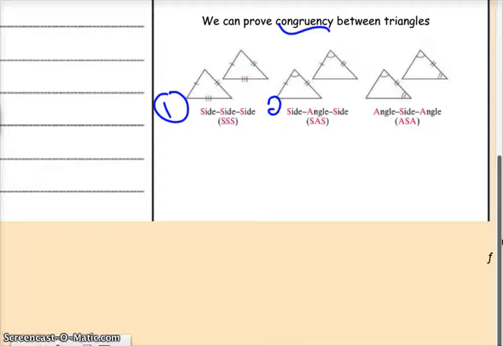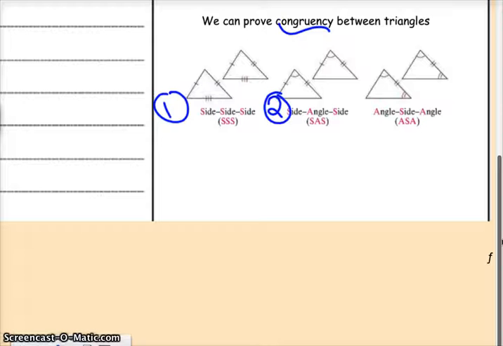The next one is side angle side. If two triangles have two sides and the corresponding angle, that means the angle that is created between the two sides, then the two triangles are congruent. They're the same triangle.